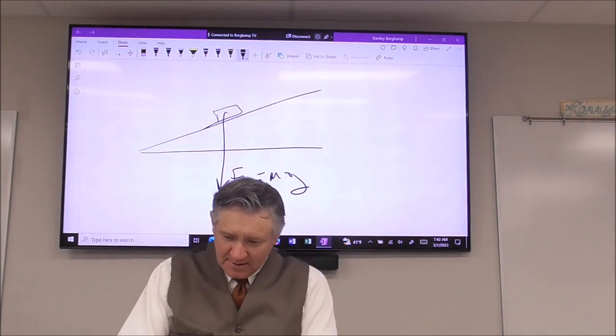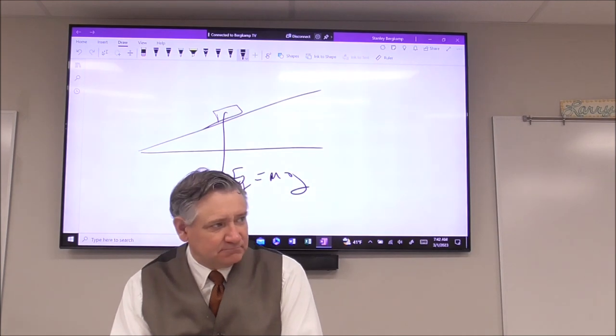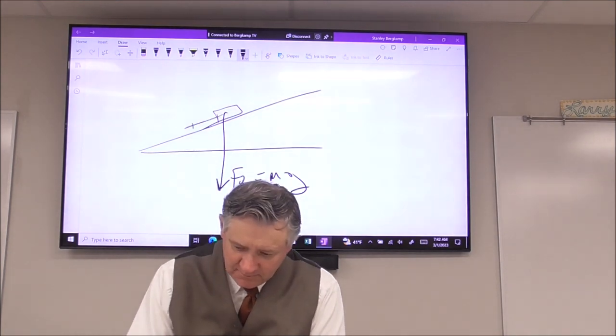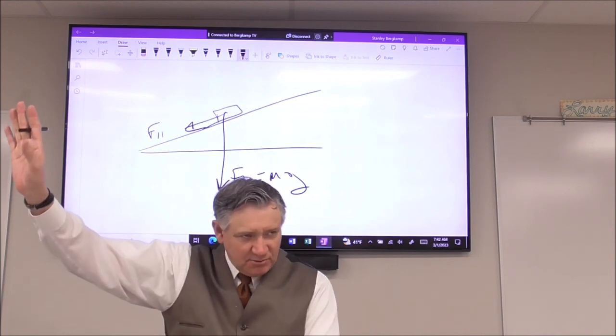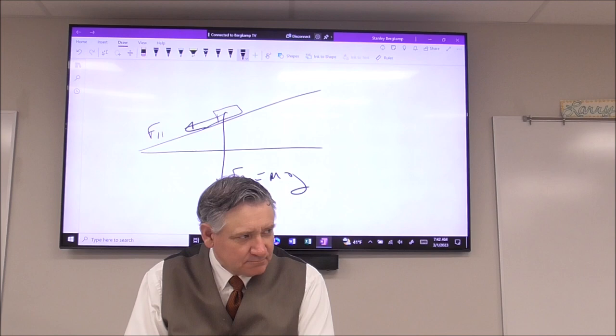Force parallel. Which direction does it always act? Up or down? Down. You never have to worry about getting off the ski lift and gravity pushing you up the mountain. And the third one? Force normal.